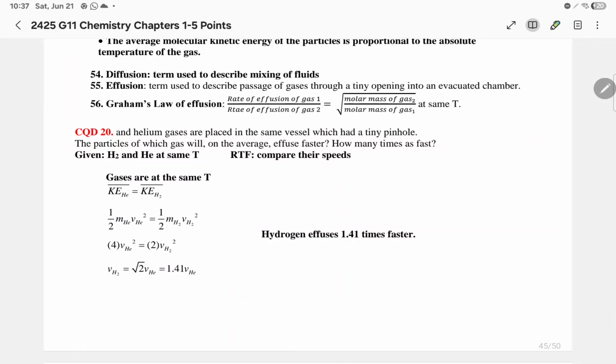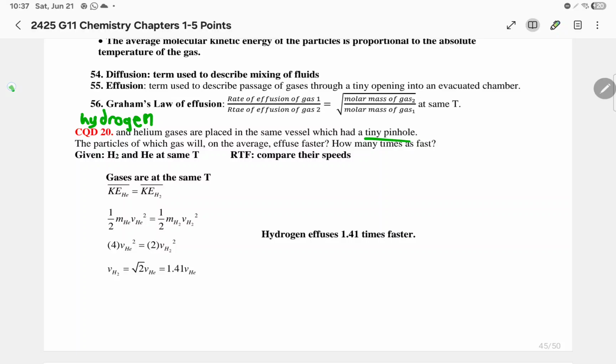Okay, hydrogen and helium gases are placed in the same vessel which has a tiny pinhole. So we have effusion. The particles of which gas will on average effuse faster, and how many times faster? Here they were supposed to say hydrogen and helium gases are placed.